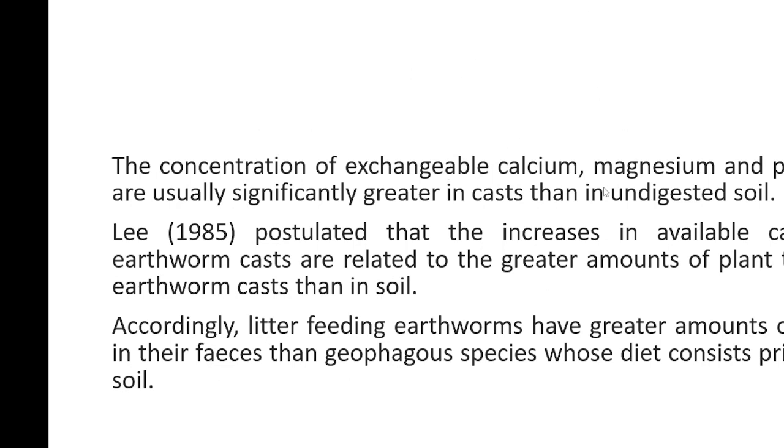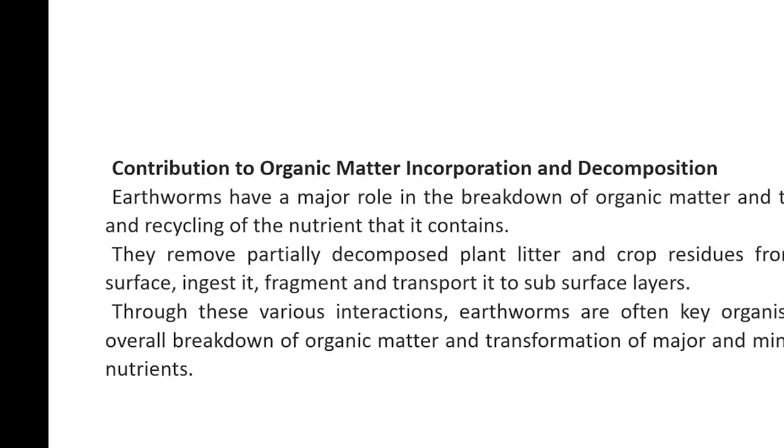The concentration of exchangeable calcium and magnesium is usually significantly greater in cast, that is another peculiarity. When earthworm is producing this earthworm cast, it will contain more calcium, magnesium and potassium. That is also another advantage of earthworm feeding. So by this earthworm feeding mechanism, we can see that we get better quality soil, with more fertilizers present in the soil. So these are some of them.